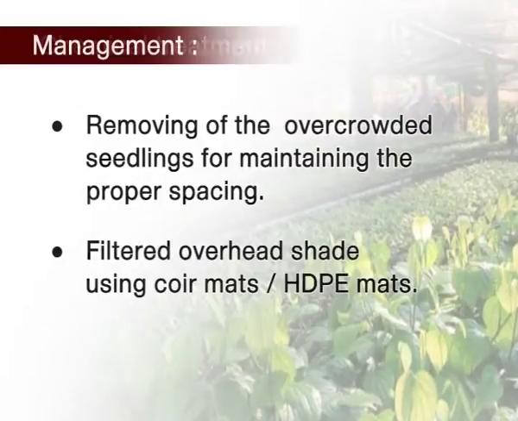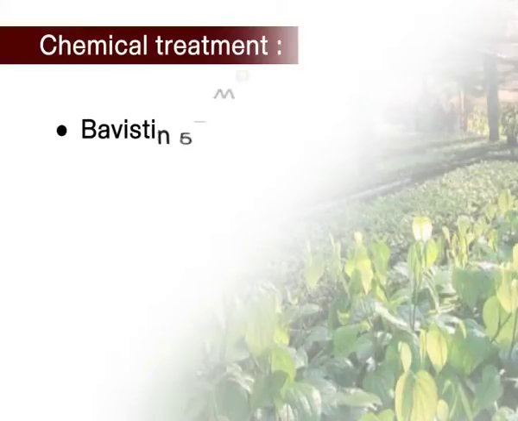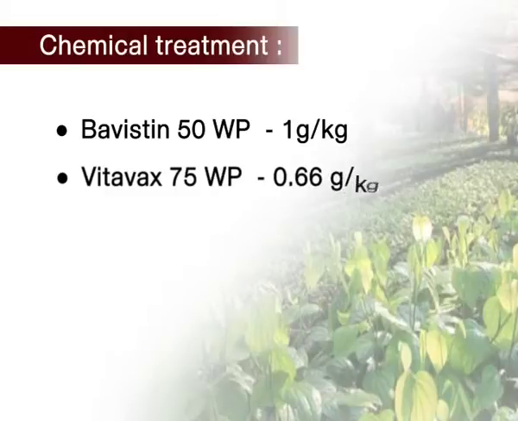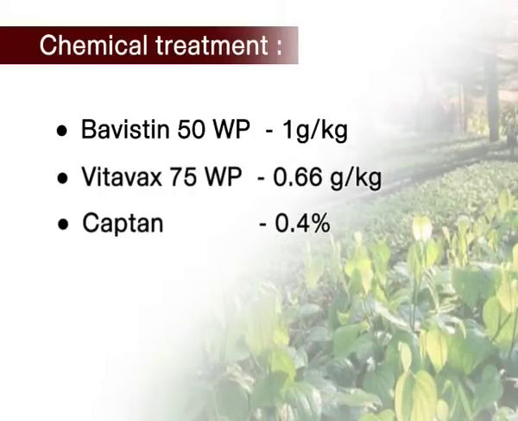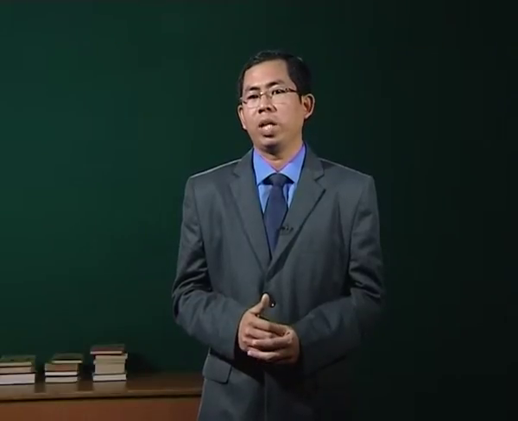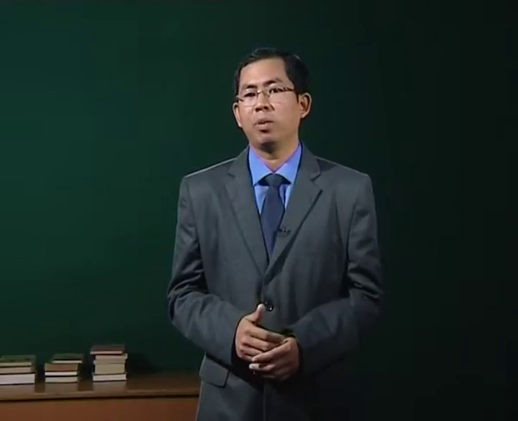mats. Then chemical treatments like Bavistin 50 WP at 1 gram per kg or Vitavax 75 WP at 0.66 gram per kg of seeds, or even this can be drenched in the nursery beds with 0.4% Captan, or spray with any of the mentioned fungicides to protect the seedlings in the primary seed bed. This is about the damping off of seedlings.